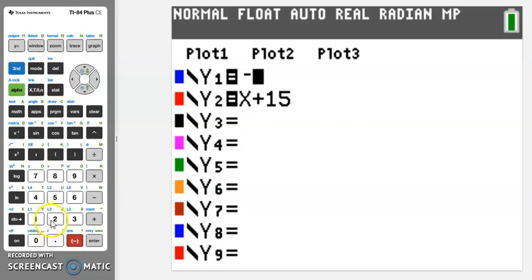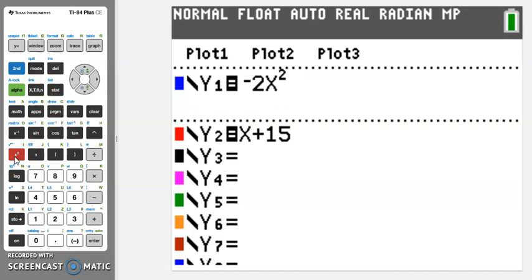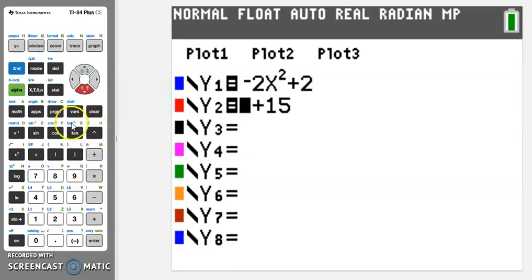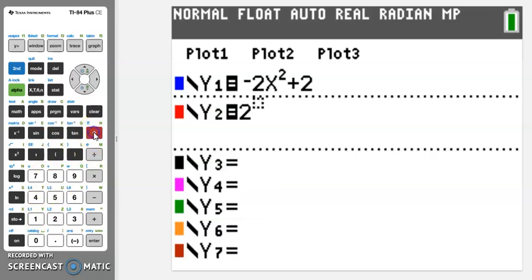Type negative 2x, and then the x squared button to make that squared, plus 2. Don't put an x there. Now use the down arrow to go to the y2, and again, let's clear it out this time, and type 2. And we're going to use the little arrow up to raise to the power of x. Now use your right arrow to get off the exponent, because this minus 2 is not part of the exponent.